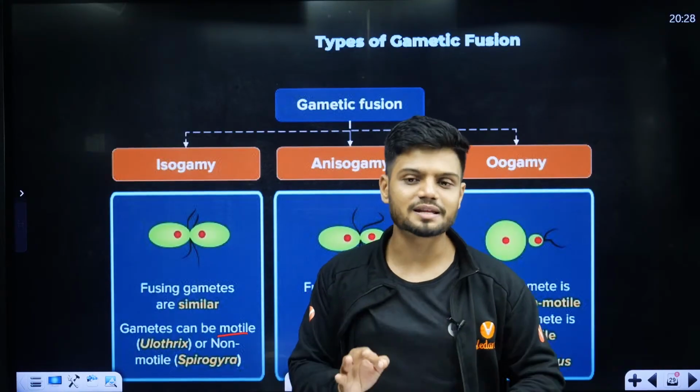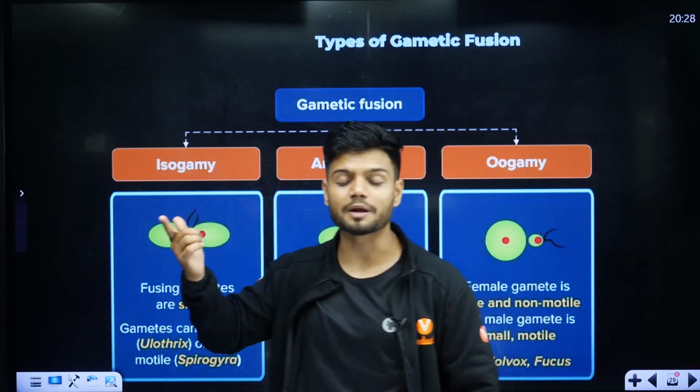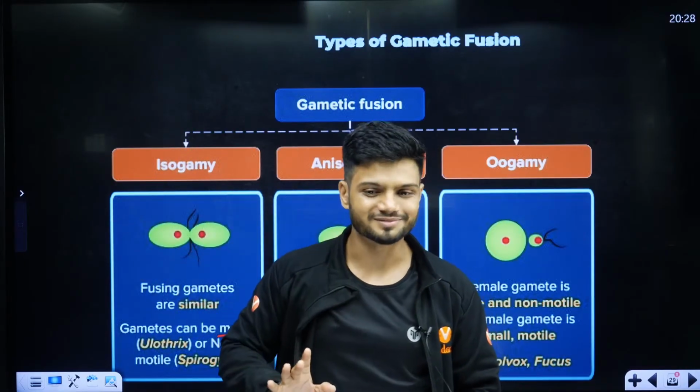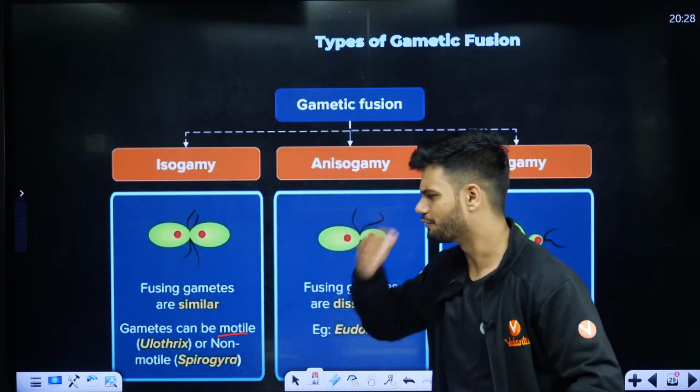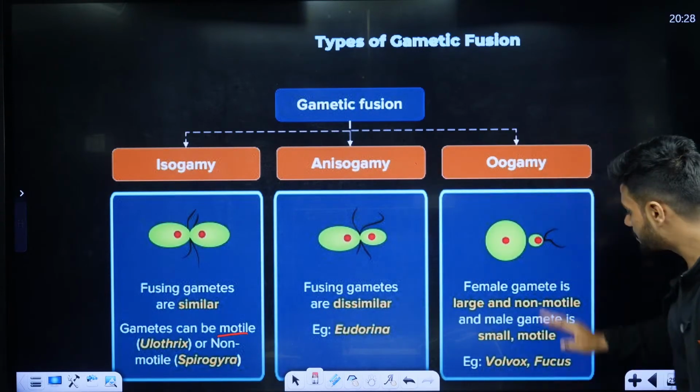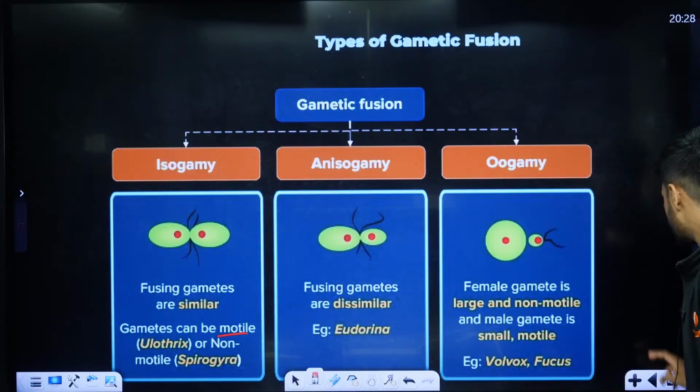Yes, Bryophytes are amphibians of plant kingdom. Next class I'll teach you Bryophytes. ठीक है? Next class I'll teach you Bryophytes in B2A. ठीक है स्टूडेंट्स? बहुत easy है Bryophytes. Okay. Now, Anisogamy, Eudorina is an example. Oogamy, Volvox and Fucus is an example, students.